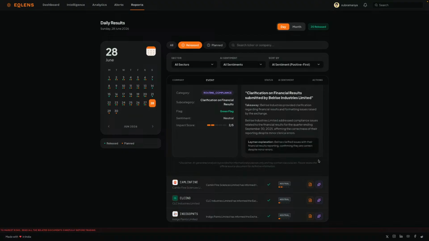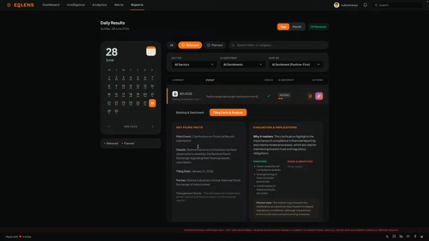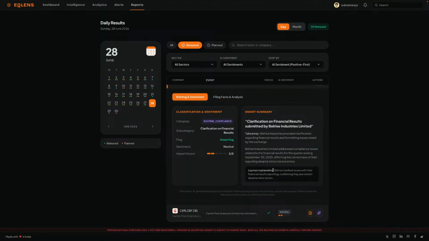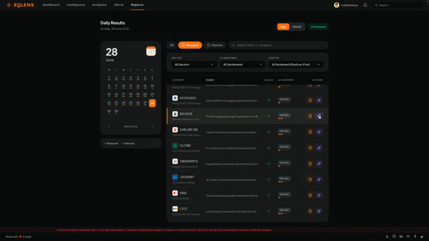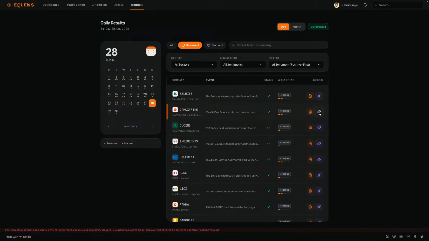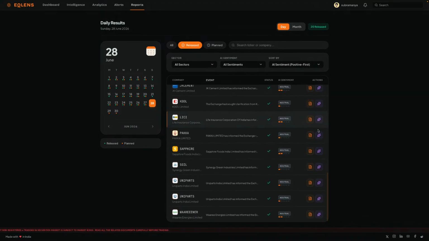Twenty are there. Clarification on financial results submitted by Belrise Industries Limited. Okay. Belrise Industries provided a clarification regarding the financial results, formatting issues raised by the exchange. Compliance issue related to the financial results. What exactly has happened? The clarification highlights some formatting issues they found, confirming their financial reporting is correct despite minor errors. Alright, formatting issues is what they said. Camlin Fine Sciences investment meeting scheduled. Intimation of closure of trading window. Closure of trading window.